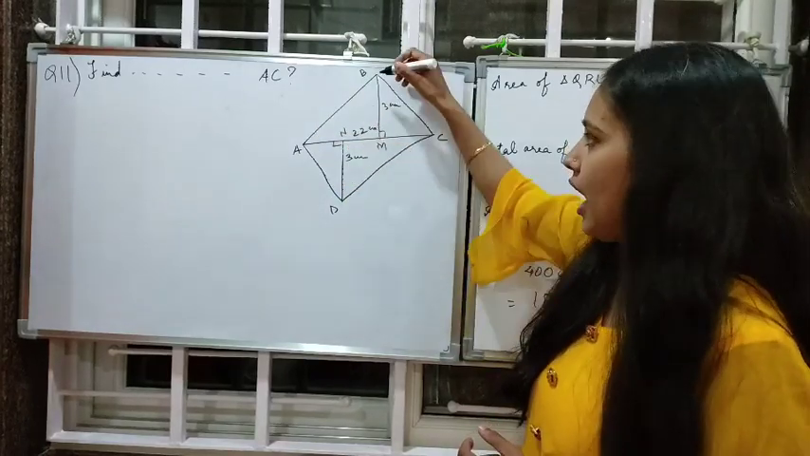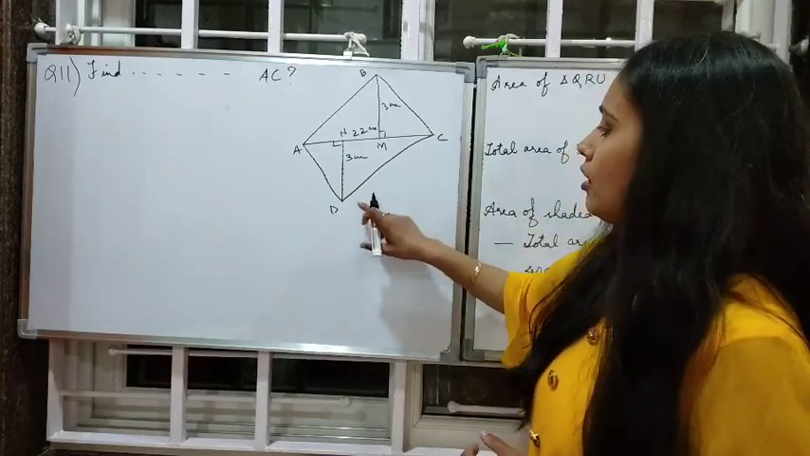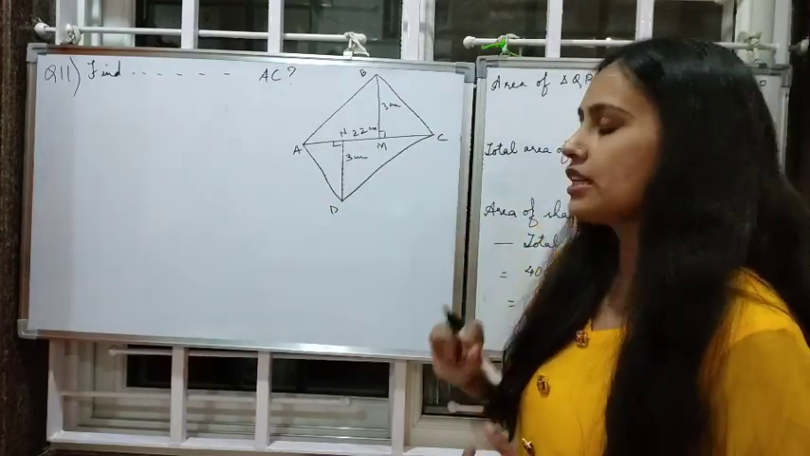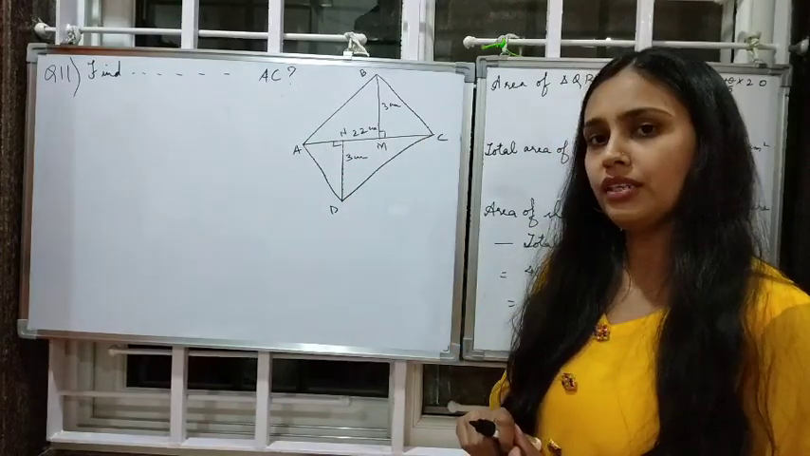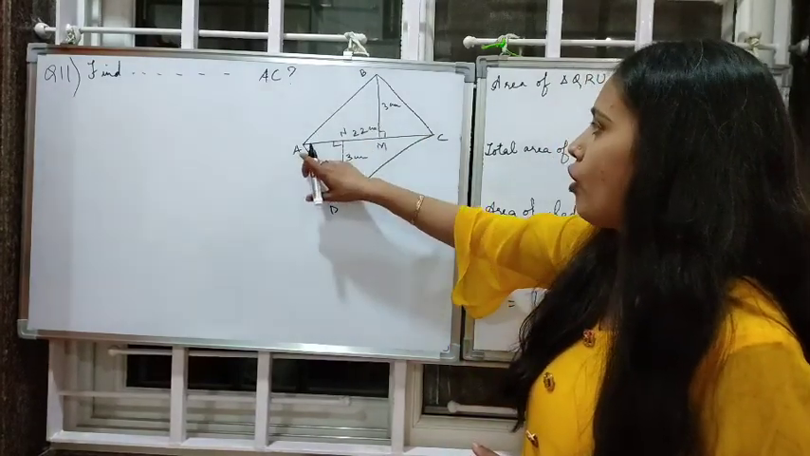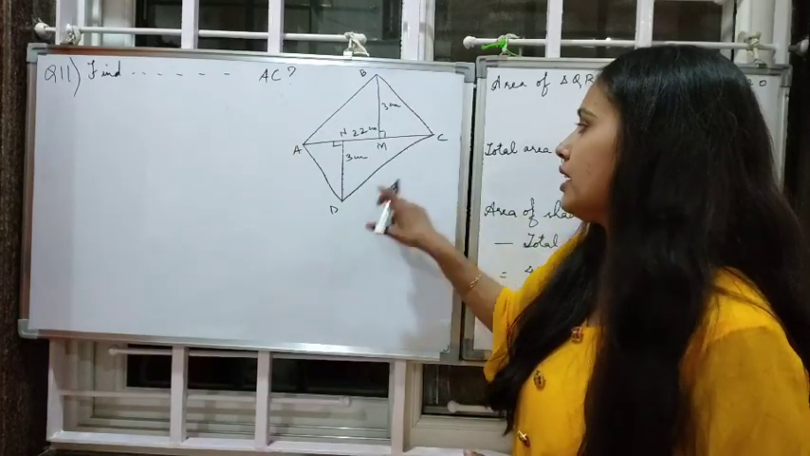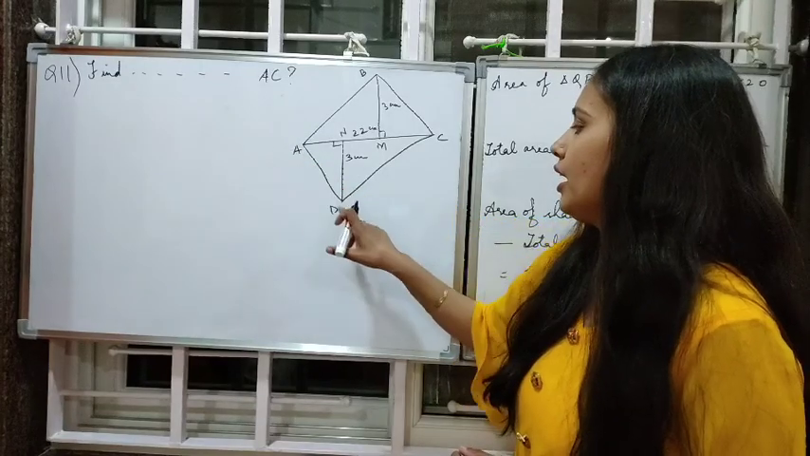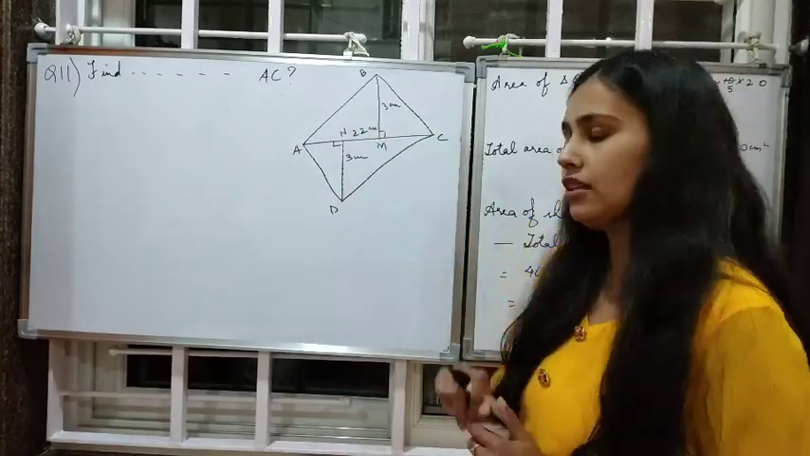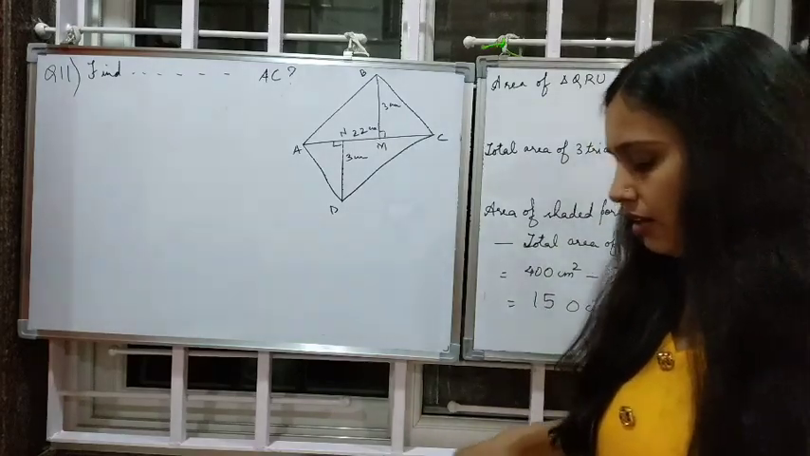triangle, then we have the height and the base. Similarly, if we talk about this triangle, we have the height and the base, right? So if we find the area of triangle ABC and the area of triangle ADC, and then we add the two areas, we'll get the area of ABCD. Got it? Which is the quadrilateral. Okay. So let's start.